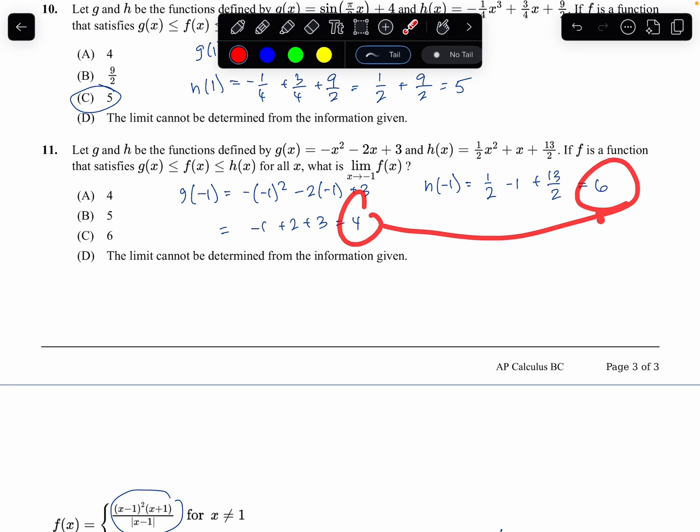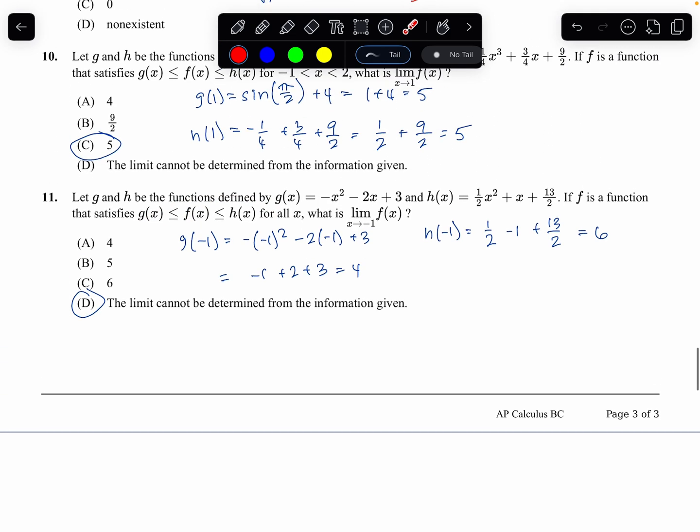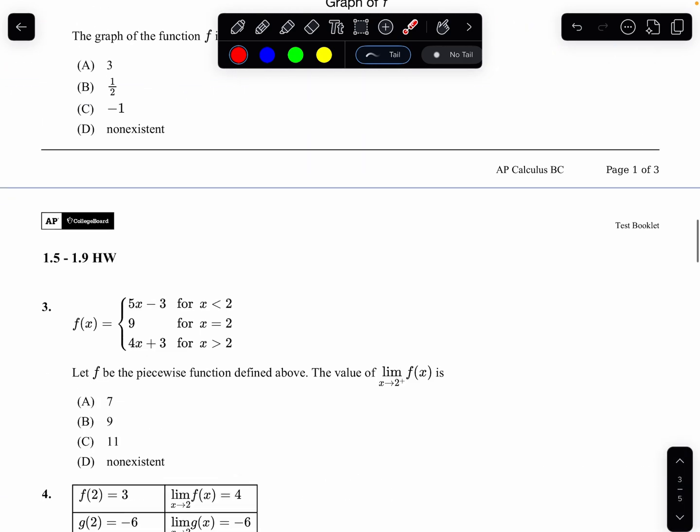So in that case right here, it doesn't mean that the limit doesn't exist, but we do not have enough information. So the squeeze theorem can't prove the limit here. So pretty much we just don't have enough information. Okay, and that should be it for this homework.